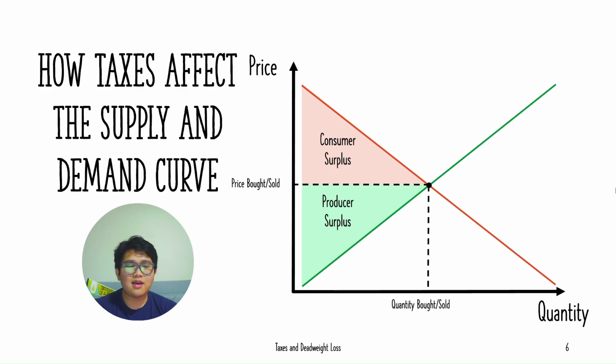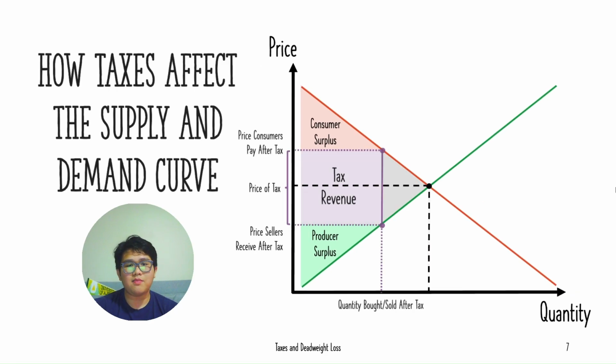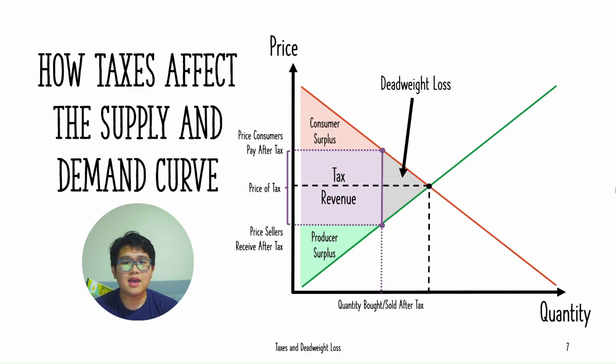If we wedge in the tax, with its length being the price of the tax, into our graph, this is our resulting graph. As you can see, consumer surplus and producer surplus both decrease, but now there's tax revenue that the government collects. But then there's also this gray area that occurs. This is what we call deadweight loss. Since there's a reduction in the quantity bought or sold after tax compared to when there was no tax, no one gets the benefit of those goods anymore, resulting in that gray area.